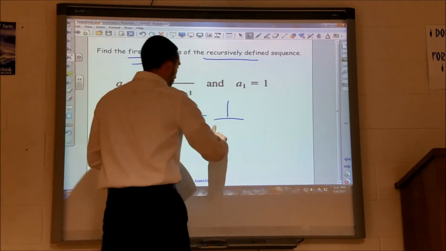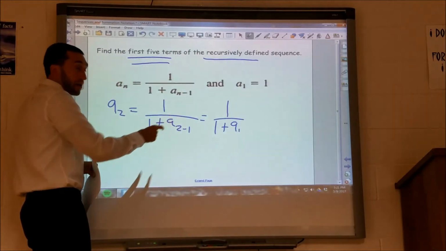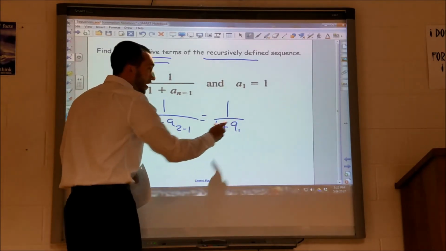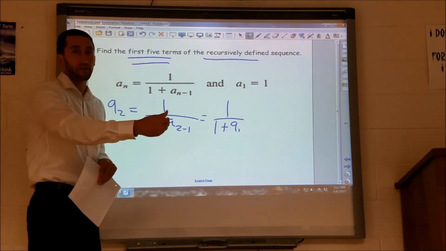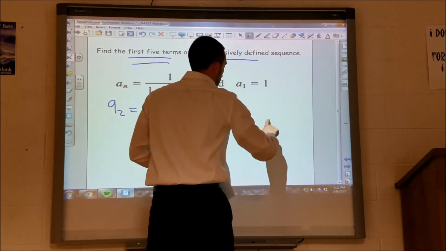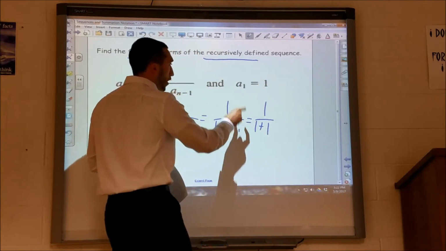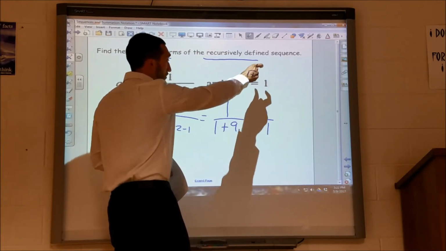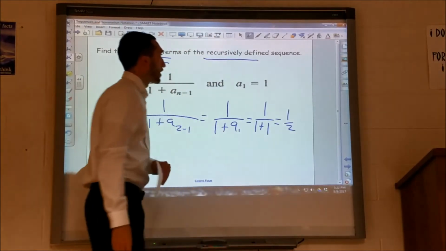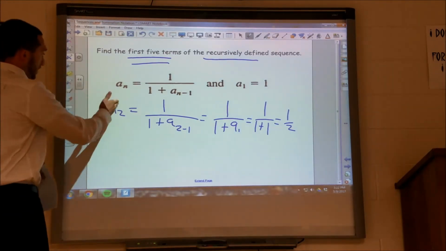So if I simplify this, I'll see that to find the second term, I take 1 over 1 plus a sub 1. So to find the second term, I do 1 over 1 plus the first term, the previous term. So I can substitute in the first term, and so now I get 1 over 1 plus 1, because a1 was equal to 1, so I substituted that 1 in instead of the first term, and I can see the second term is 1/2. Okay, so that's my second term.